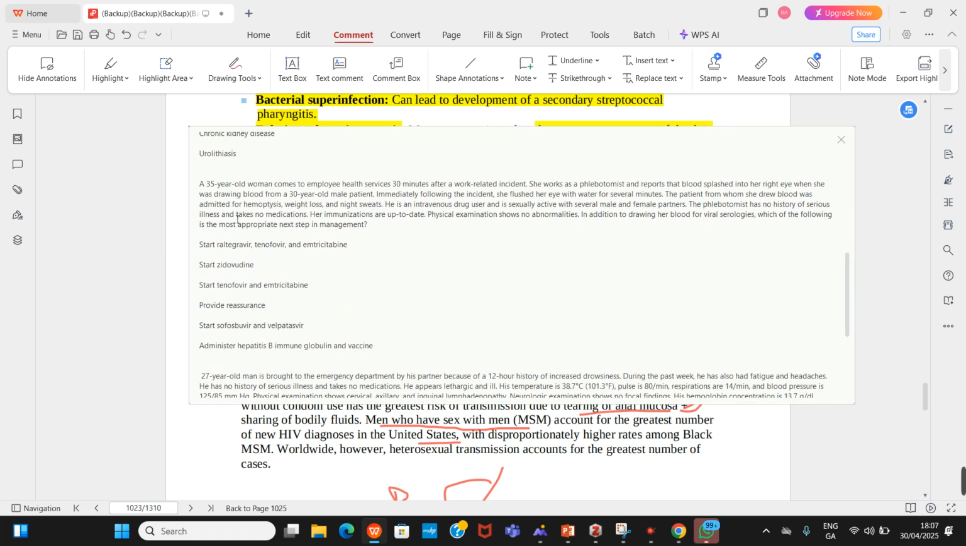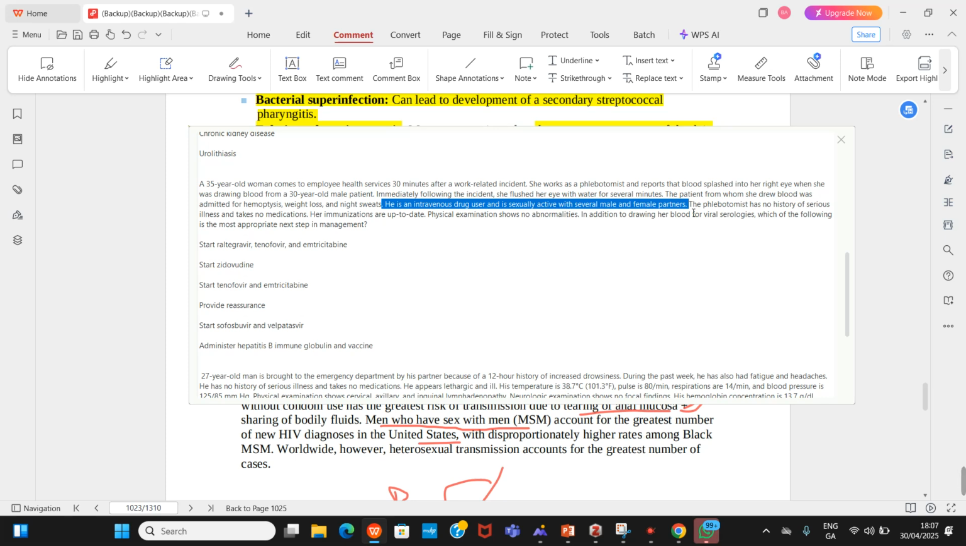So a 35-year-old woman comes to the employment services, and so on. Let's go straight to this. She works as a phlebotomist and reported that blood splashed into her right eye while she was drawing blood, and immediately she flushed the eye with water. The patient she drew blood from was admitted for hemoptysis and night sweats. He is an intravenous drug user and sexually active with male and female partners. So what's the risk for that person whose eye was splashed? Is it high or low? It's high.